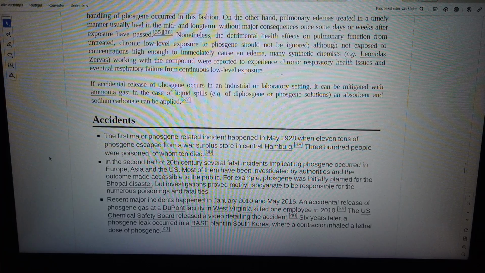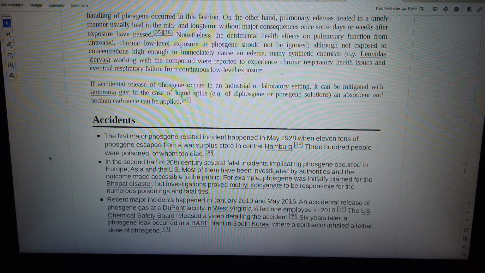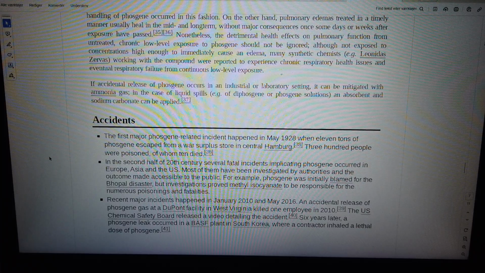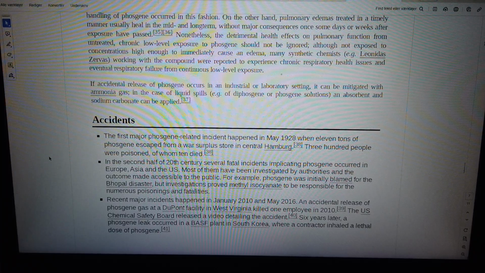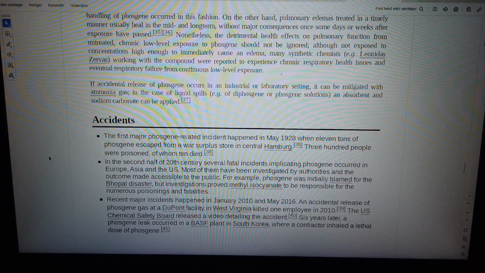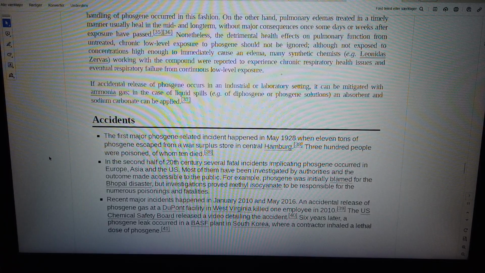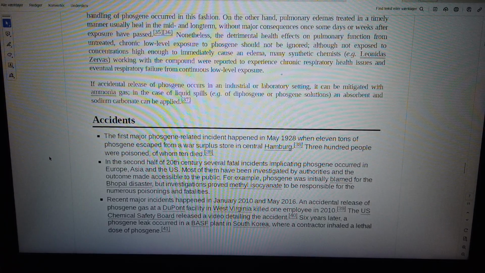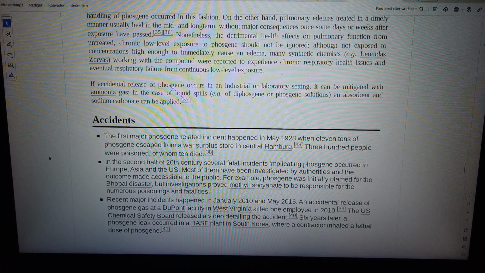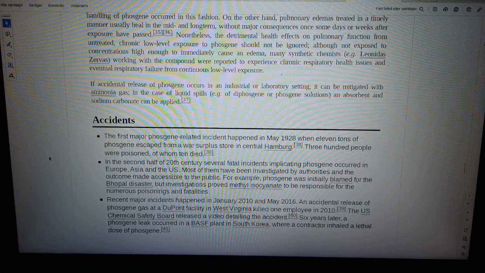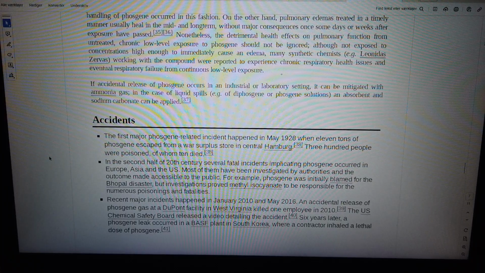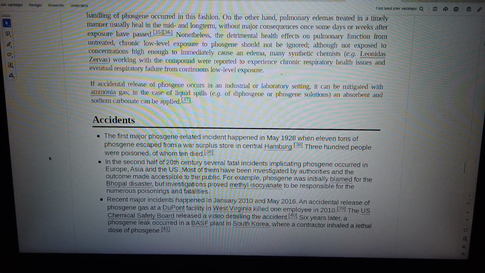An accidental release of phosgene gas at a DuPont facility in West Virginia killed one employee in 2010. 39. The U.S. Chemical Safety Board released a video detailing the accident. 40. Six years later, a phosgene leak occurred in a BASF plant in South Korea, where a contractor inhaled a lethal dose of phosgene. 41.